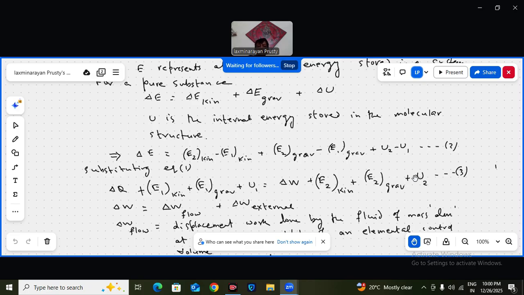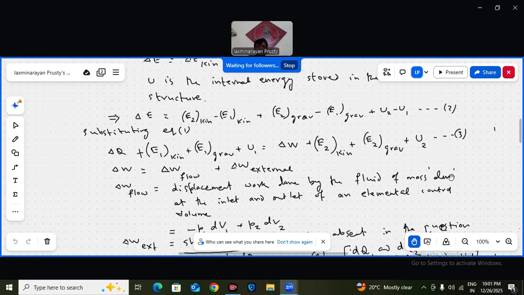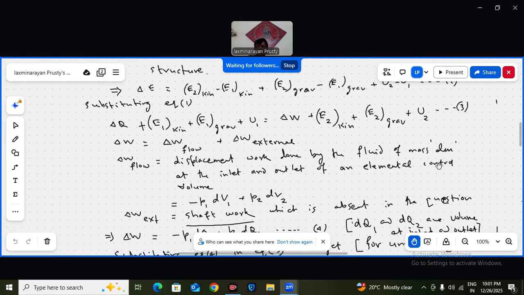That is equation 2. So delta W can be a flow process, like VdP work, plus external work. External work is what? Suppose this gas is going and rotating a shaft or something. We call that external work. In this question it is not there, so we'll not bother about it. So delta W flow is the displacement work done by the fluid on the mass dm at the inlet. Now it is by the fluid, whereas the previous one was on the fluid. So it will be P2 dV minus P1 dV.